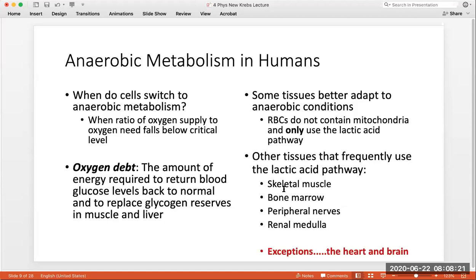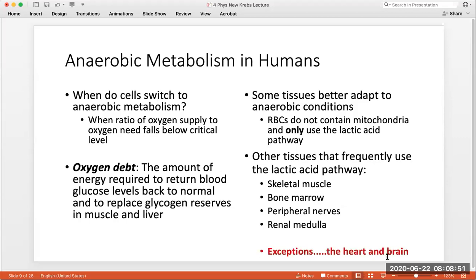So these are some tissues that will commonly switch back and forth between anaerobic metabolism, but that doesn't mean that all cells in your body can do this as readily. There are a couple of notable exceptions, and that is your heart and your brain. The muscle cells of your heart, your myocardial cells, have no ability to go anaerobic, and same with neurons in your brain. So these tissues have very little or no ability to go anaerobic.